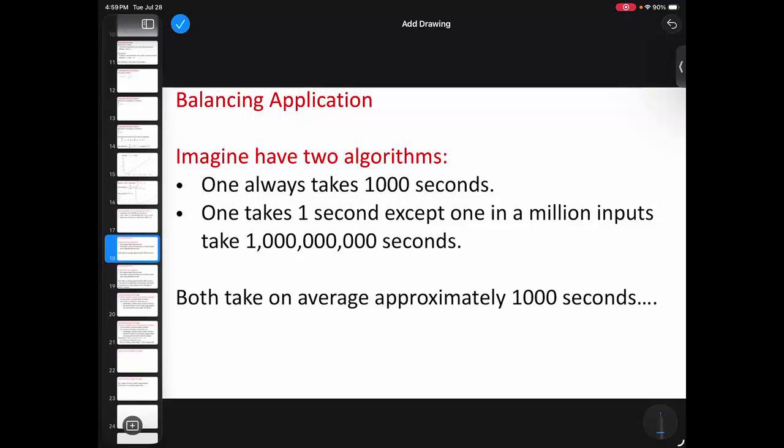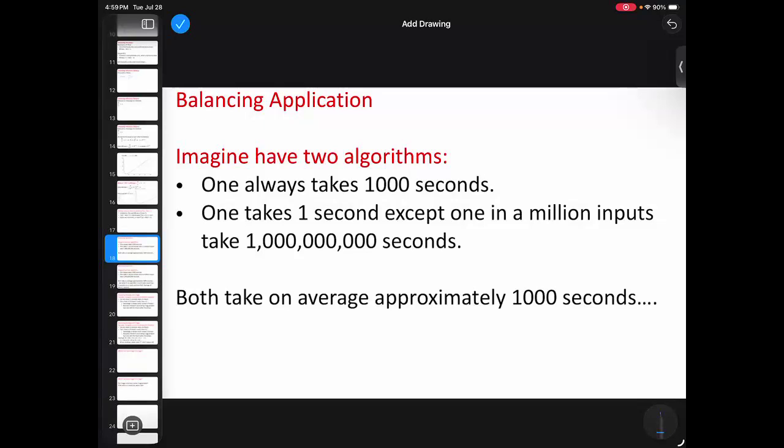On average, they both take approximately 1,000 seconds. Which algorithm would you like to use? Yes. Something, man, because if you notice it's taking 1 billion seconds, you can stop it. Good. So you're saying, I don't want to answer your question. I want to answer a better question. I don't want to use either algorithm exclusively.